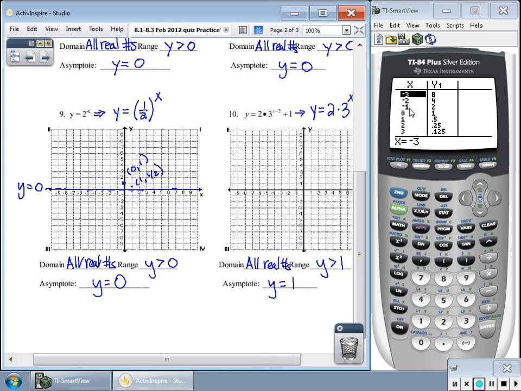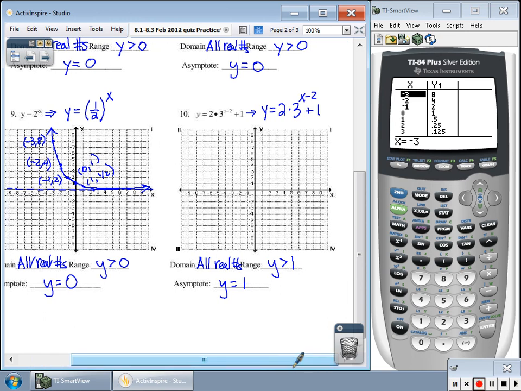Negative 1, 2. Negative 2, 4. I'm going to go ahead and keep on labeling some of these points. Okay, a negative 3, 8, and then we're kind of done. So it comes down, and then it starts hugging that asymptote.